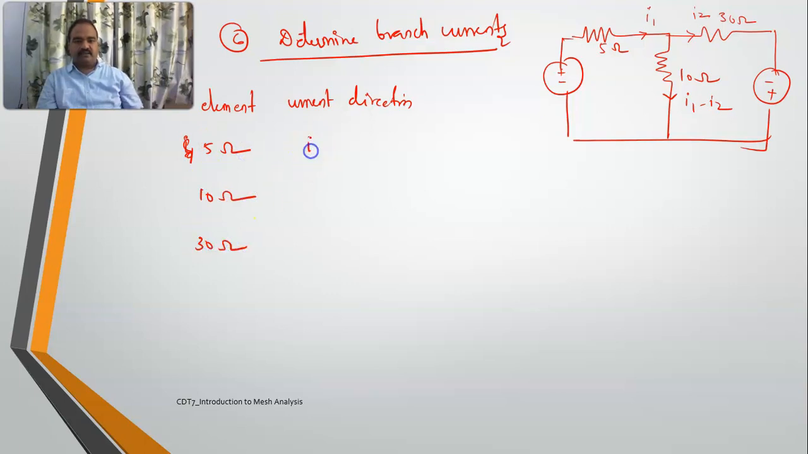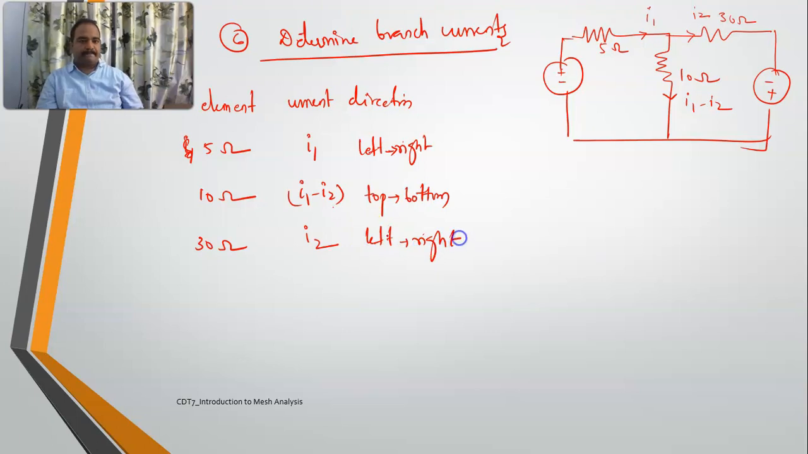What was the current in this one? It is I1. It was I1 minus I2. It was I2. The direction was from left to right, from top to bottom, and from left to right. Now we will calculate the current magnitudes. We have already obtained, right? I1 is 3.2 and I2 is 2.8.